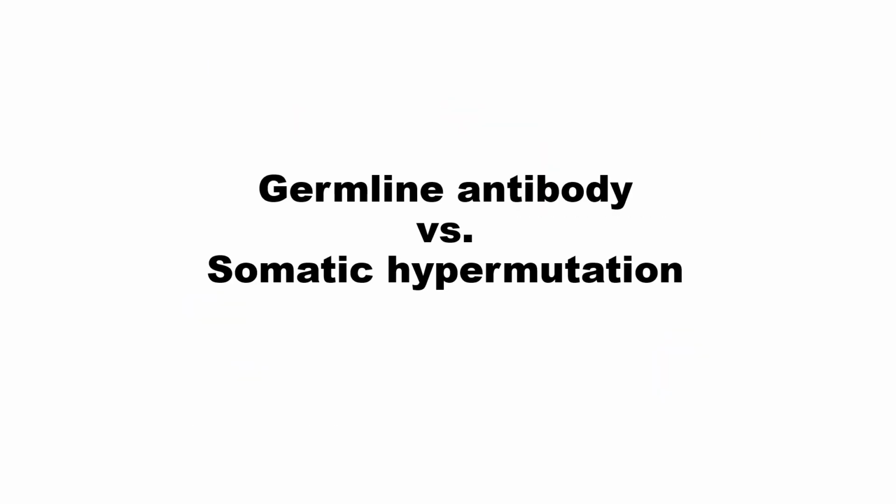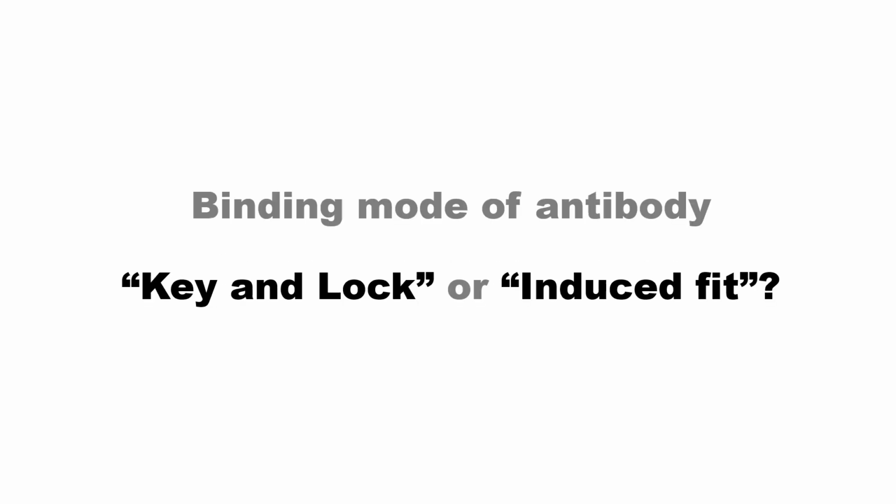So germline antibody has millions of diversity inherited from the parents' genetic information, and somatic hypermutations increase those diversity further and further. So altogether, we may have tens to hundreds of millions of different antibodies we can generate. Binding modes of antibody: one is lock and key, and the other is induced fit. Now you can designate which one is which, right?